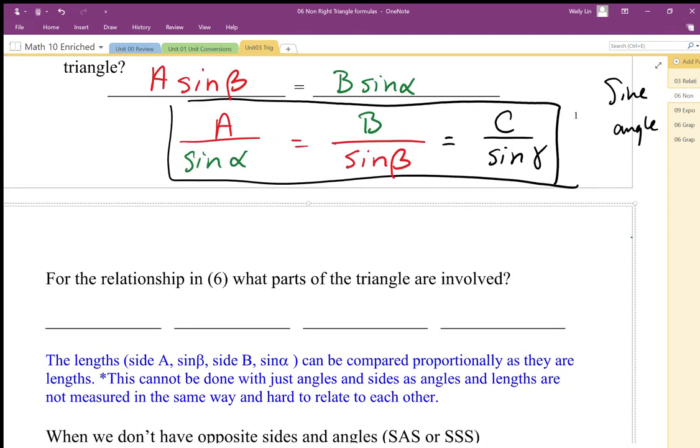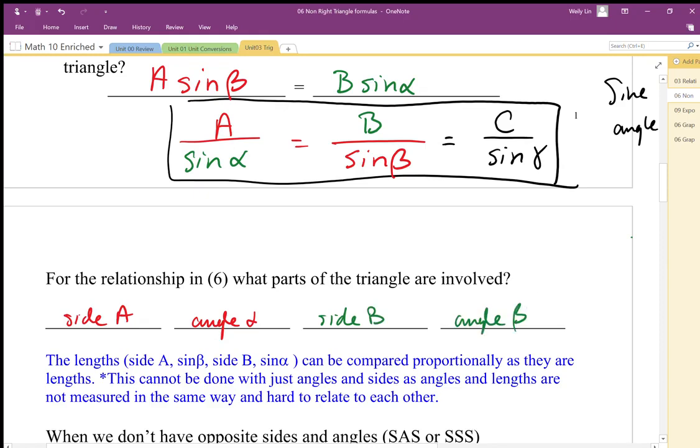The parts that are related in the triangle above: we had side A and angle A, we had side B and angle B. And if we have these side and opposite angle pairs, we can apply this sine law ratio.